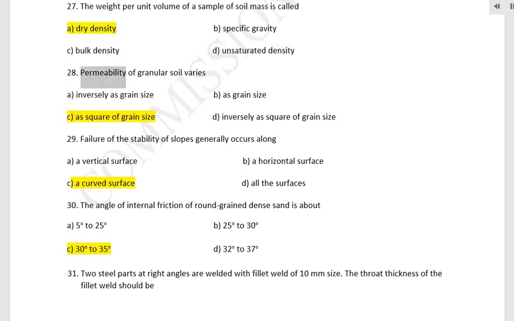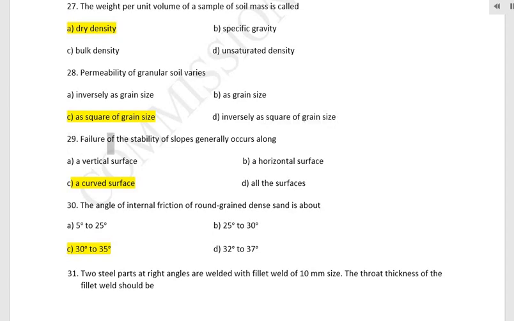28. Permeability of granular soil varies: A. Inversely as grain size. B. As grain size. C. As square of grain size. D. Inversely as square of grain size.